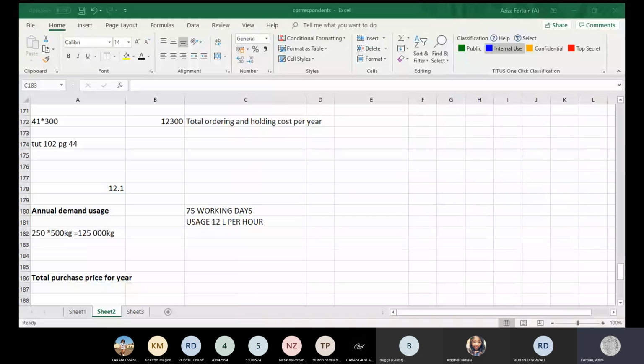Just explain to me, everybody, how you got the answer. I know all the 900 games. Bugs, how did you get 10,800? I think it's supposed to be 21,600, because you take the 12 liters per hour and then times 24 hours and then times the 75 working days. I think that's how the others also did it.